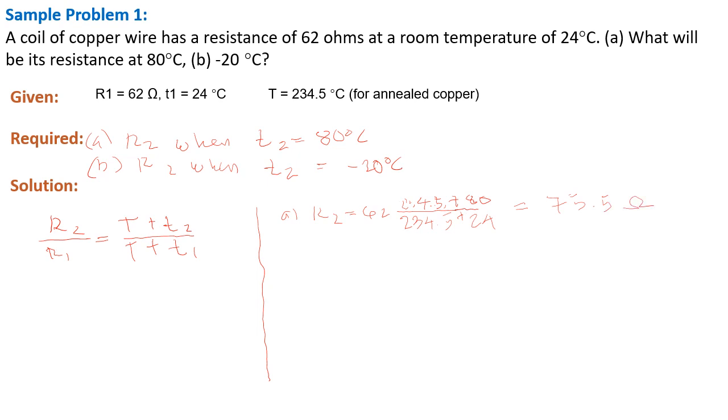All right. Now, for letter B as well, same process. You need to solve for R2, but you have R1, which is 61 ohms. Multiply it with 234.5. This time this is minus 20. Okay, and this is 234.5 plus your T1, which is 24. Now, if you use your calculator, you will get 51.5 ohms.